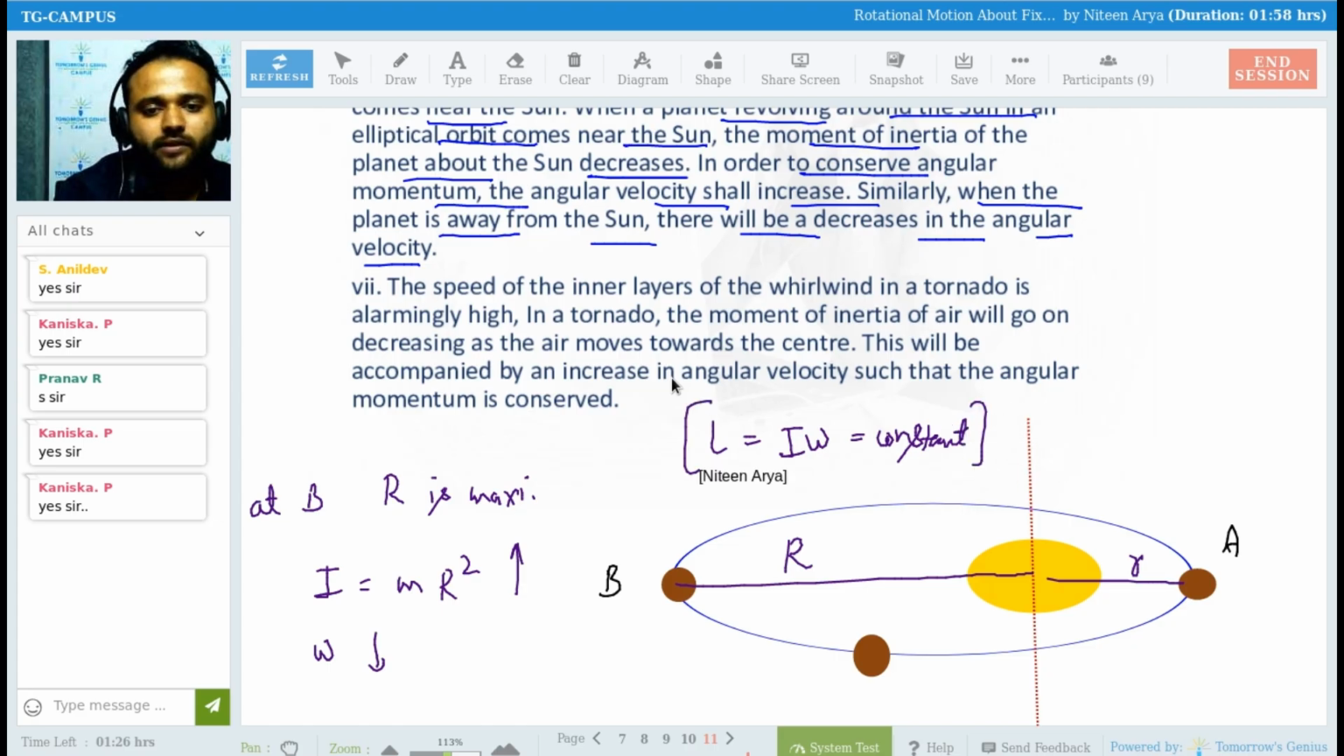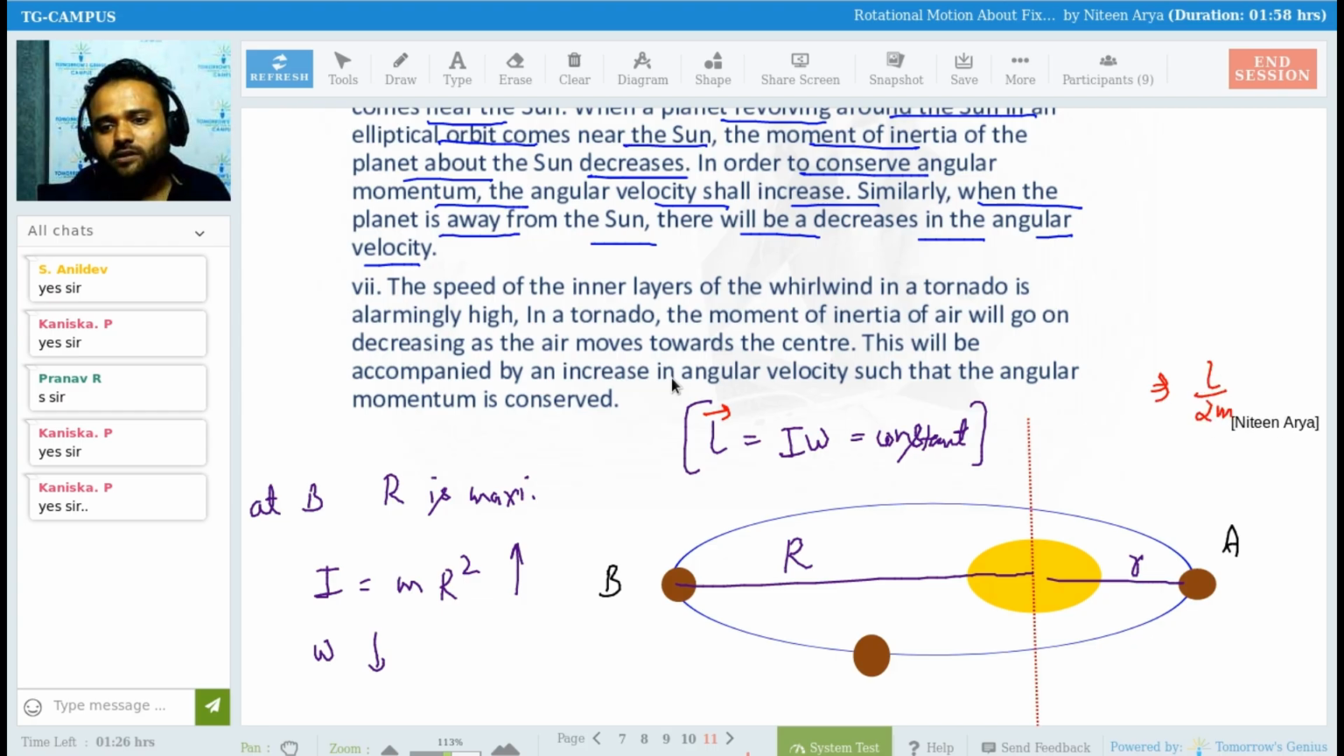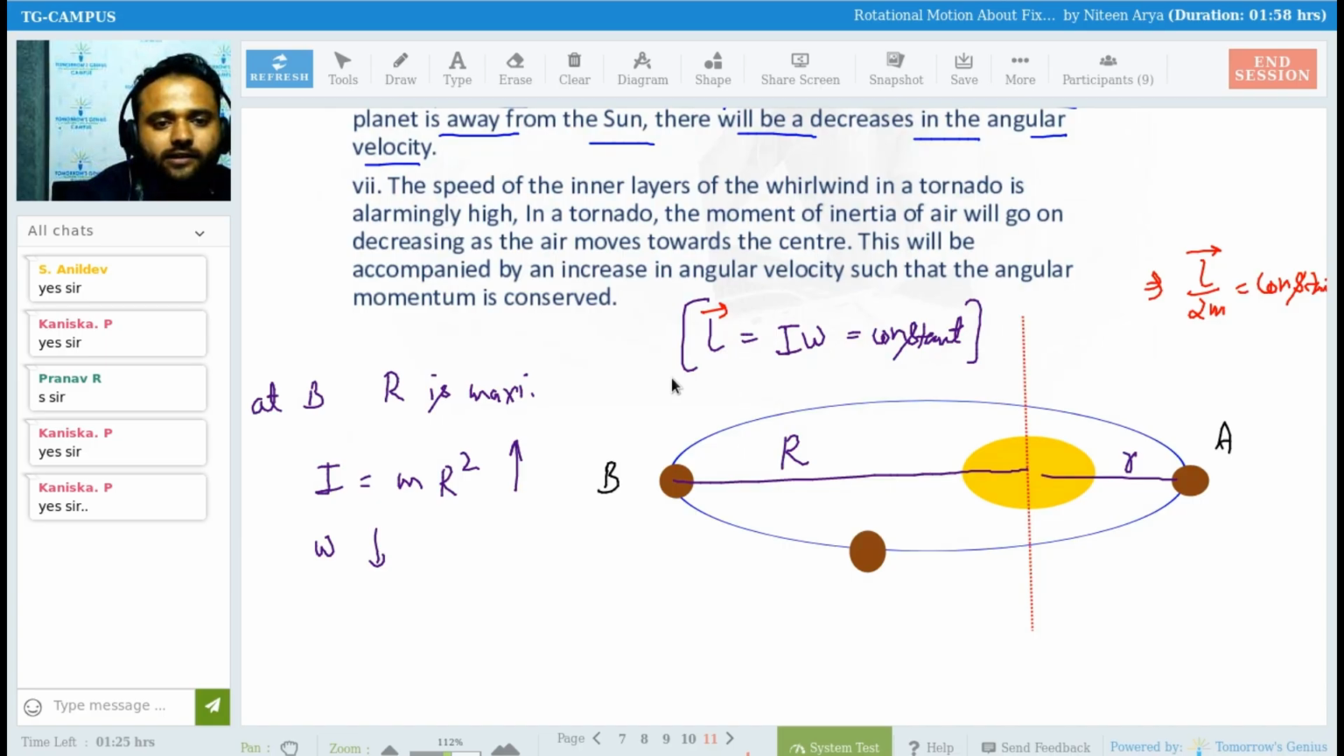In the next chapter, we are going to learn this in a more rigorous way using Kepler's second law, like areal velocity is going to be constant, and that is L upon 2m is constant. Mass is constant, so automatically L is going to be constant. Clear?